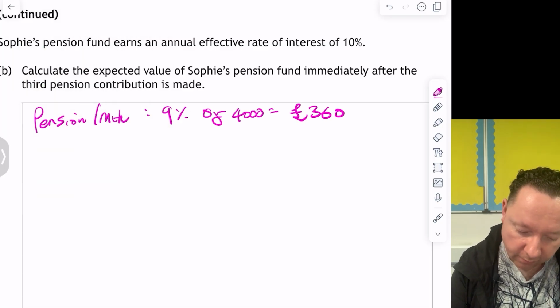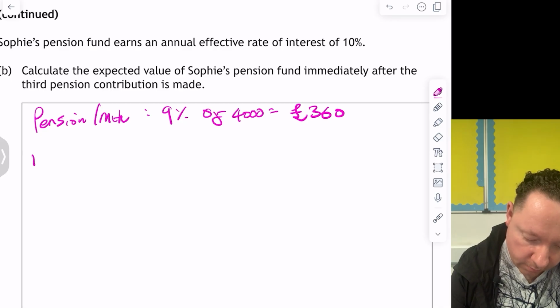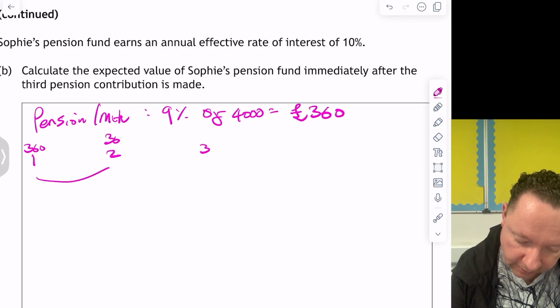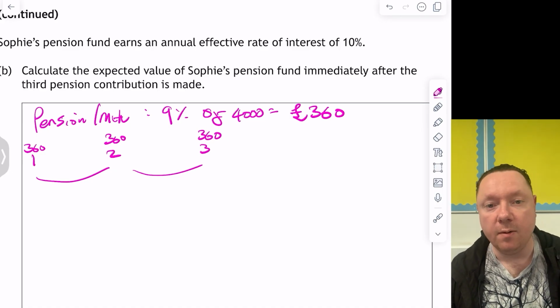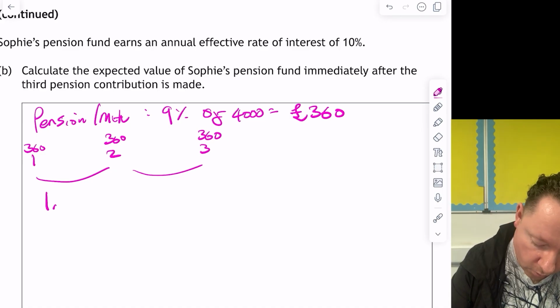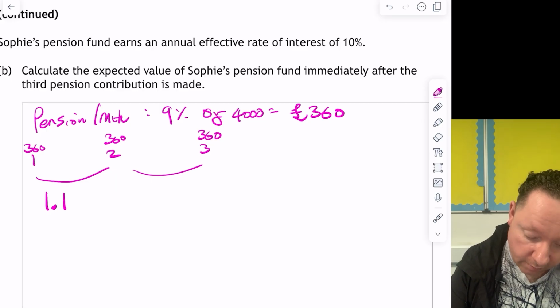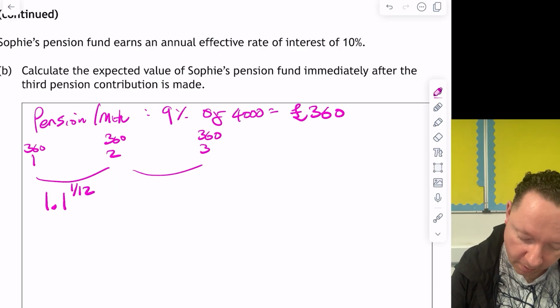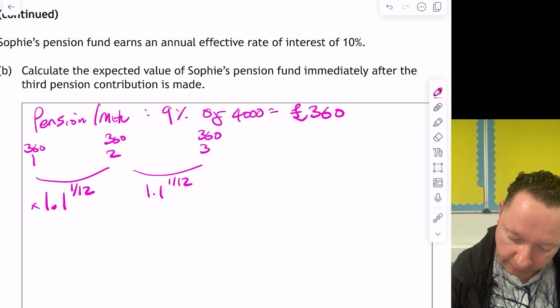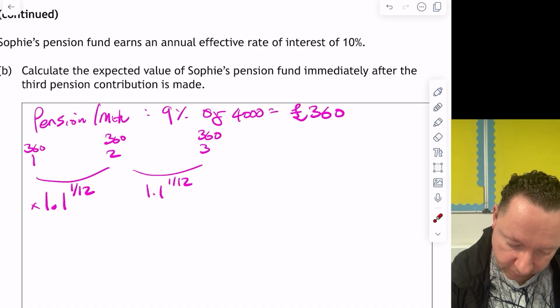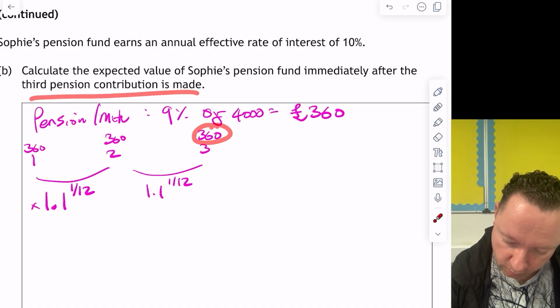So it's just a little timeline. We've got month 1, month 2, month 3. She puts 360 in. We've got an interest, then we've got 360 in. We've got an interest, then we've got 360 in. And what is the interest? Well, it's 10% per year, so I need to change that to a monthly interest. So it's 1.1 to the power of 1/12, because it's only every month. So that's what we're timesing by, 1.1 to the power of 1/12. And immediately after the third is made, that's when we stop.